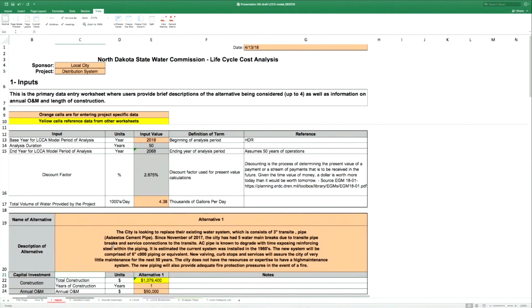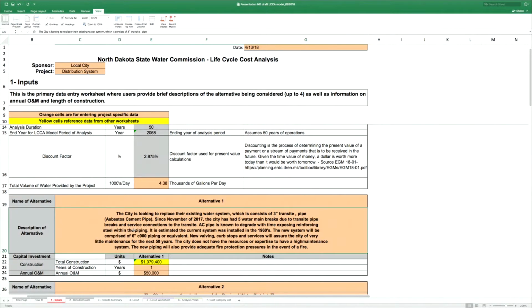And then, scrolling down here, we have our two project descriptions. So alternative 1, the city is looking to replace their existing water system. We have a description of what the elements of the project are and the justification for it. Notice here that the total construction cost in yellow is a calculation which comes from the detailed cost estimate, so we don't have to do anything there. We're assuming this project would take 1 year to implement. And the annual O&M, again, because the new system hopefully should be easier to maintain, is going to take about $50,000 in annual O&M costs.